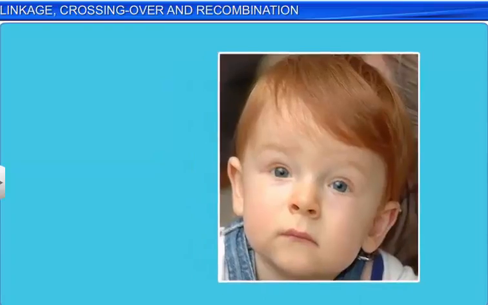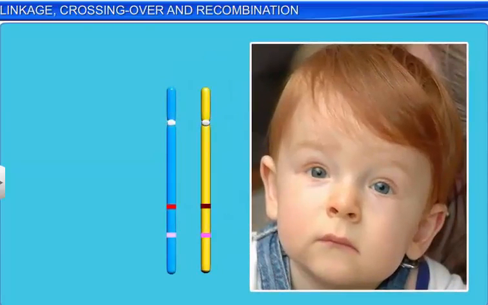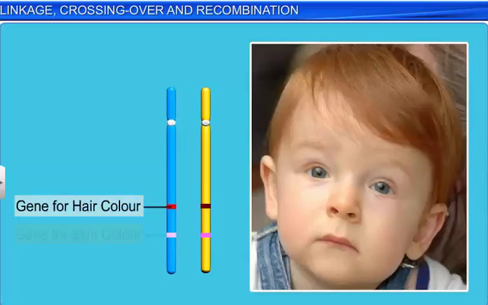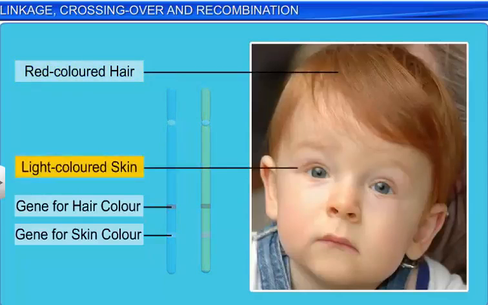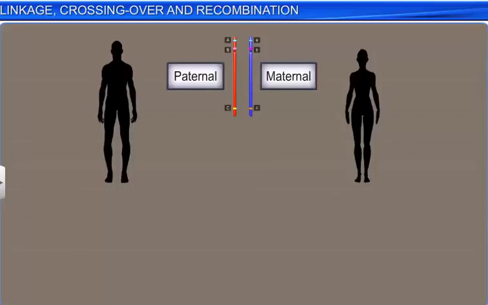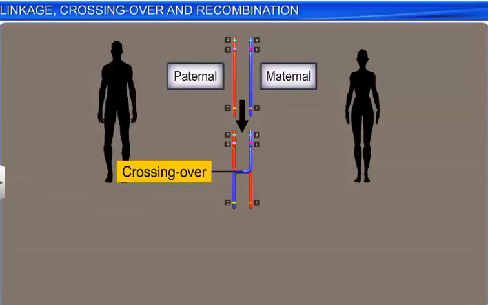For example, it is the linked genes that account for a phenomenon like red hair being strongly associated with light-colored skin in human beings. If an individual inherits one of these traits, he or she is most likely to inherit the other trait too. This phenomenon of linkage can be better understood through a process known as crossing over, which occurs during meiosis.